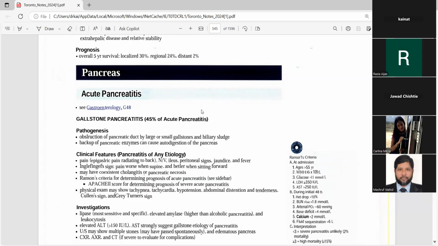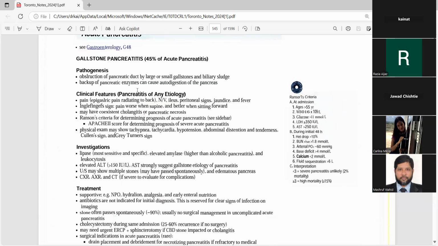Okay. So obstruction of the pancreatic duct by large or small stones, biliary sludge, backflow of the pancreatic enzymes, so I just read the pathogenesis by chance. You don't need to read the pathogenesis. The pain and the signs are important, may have coexistence with cholangitis. Ranson's criteria, physical exam, basically tachypnea, tachycardia, Grey Turner sign and Cullen sign, and how they present, because they can give you the presentation and ask you what the diagnosis is.